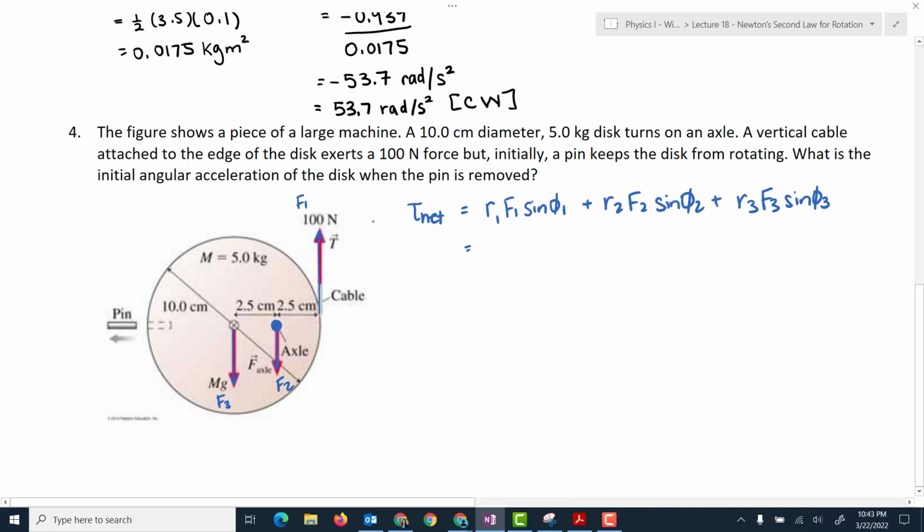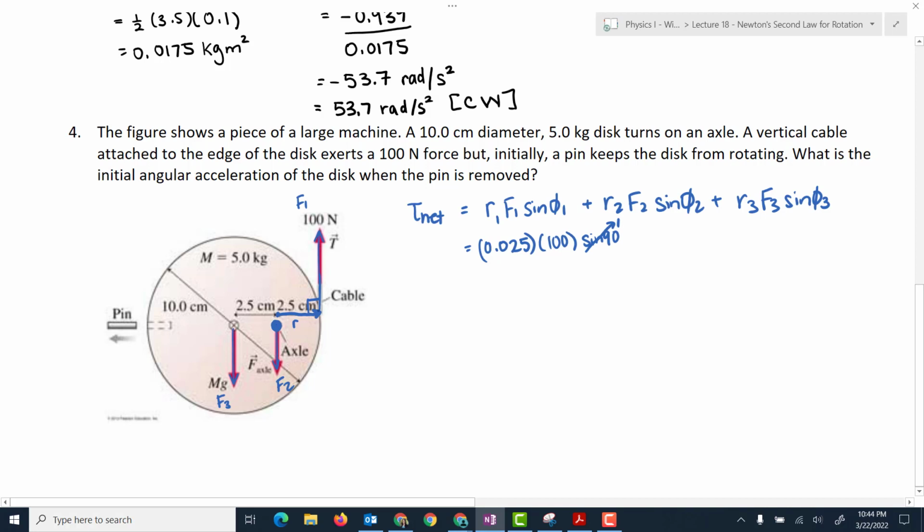R1, so that is the distance from the axis of rotation, which is right here, to our force. So that's 2.5 centimeters. I'm going to change it to meters. 0.025 meters times force 1, which is that tension force, 100 newtons, times sine of the angle. The angle between that r vector and the force vector is 90 degrees, so it'll be sine of 90. Sine of 90 is 1, so we can just rewrite that as 1, not even put it in.